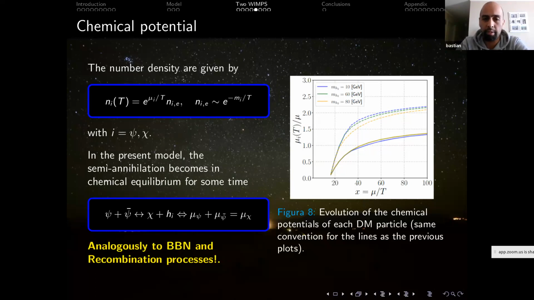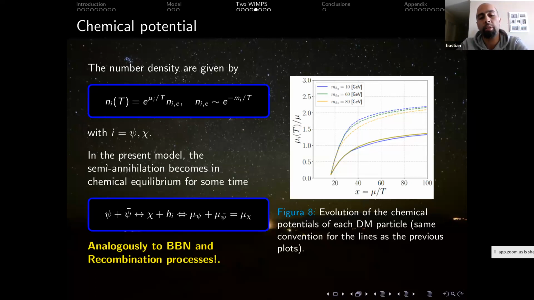It's not exactly the same, but it's an approximation. Actually, this is an approximation that I should have put here for the number density. This is not exactly equal. And this type of process, with chemical equilibrium producing some particle, is something that you can see analogously in Big Bang nucleosynthesis, for the case of deuterium, for instance, the creation of deuterium.